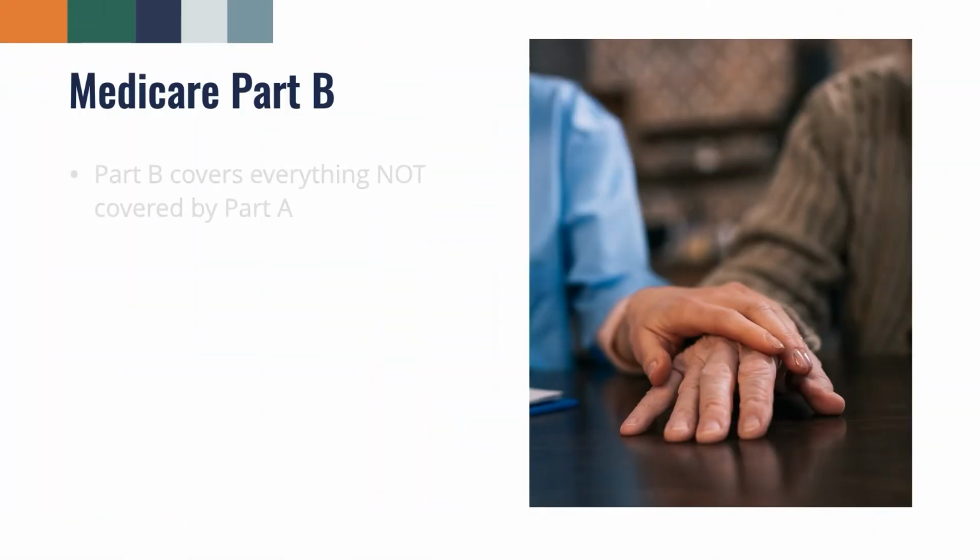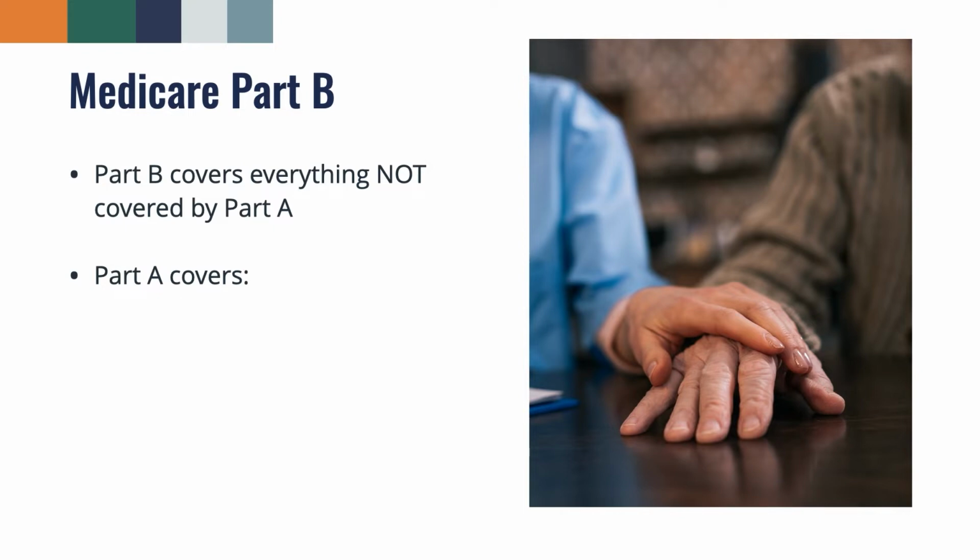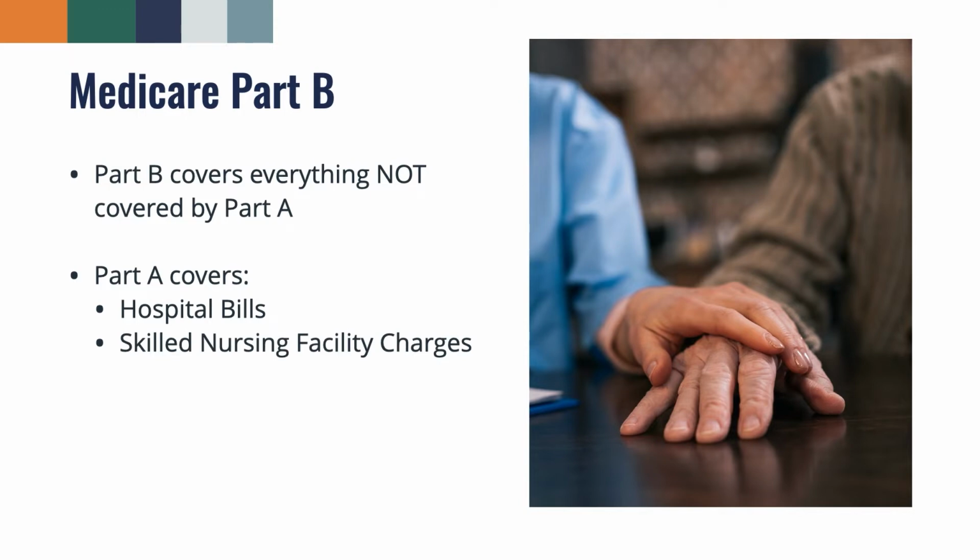Part B covers every medical expense you will incur under Medicare except the 4 categories of expense discussed in video number 1, which are hospital bills, skilled nursing facility charges, home health care services, and hospice care. Understanding Part B is really quite simple.